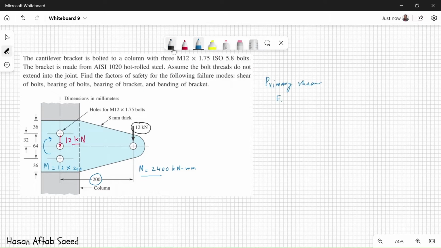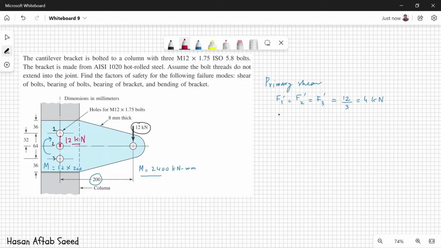let us name this bolt as bolt number 1, bolt number 2, and this is the bolt number 3. So the primary shear F1 prime, which will be equal to F2 prime and also equal to F3 prime, these are all equal because all the bolts share this load equally. This turns out to be simply 12 kilonewtons divided by 3 because there are 3 bolts, and you have 4 kilonewtons. This is the value of the primary shear.